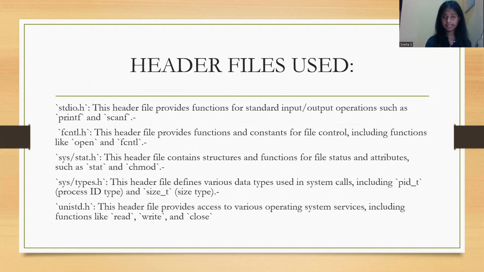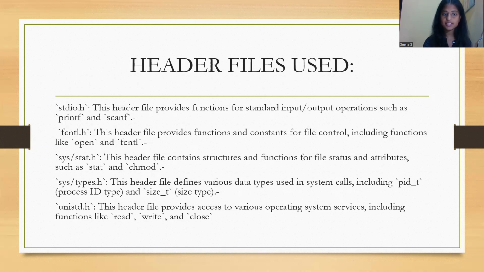In this reader and writer process, we'll be using header files. First, the most important one, and this is unistd.h, which I'll be saying later. The first one is stdio.h. This provides functions like printing and scanning. The second one is fcntl.h. It provides functions and constants for file control, which means open and close.